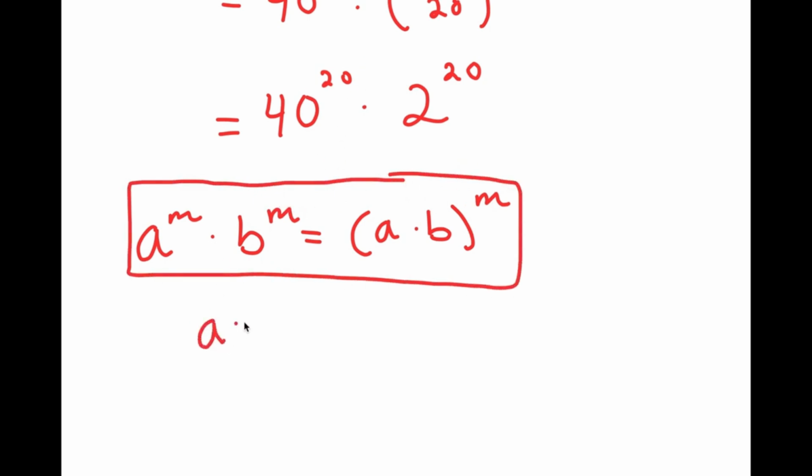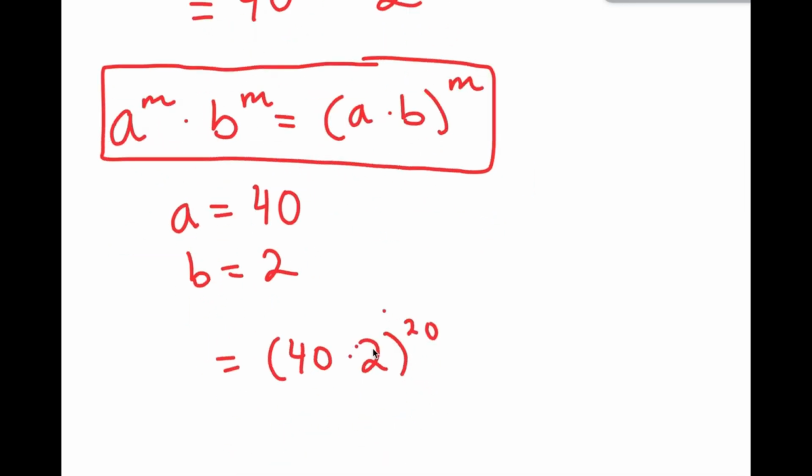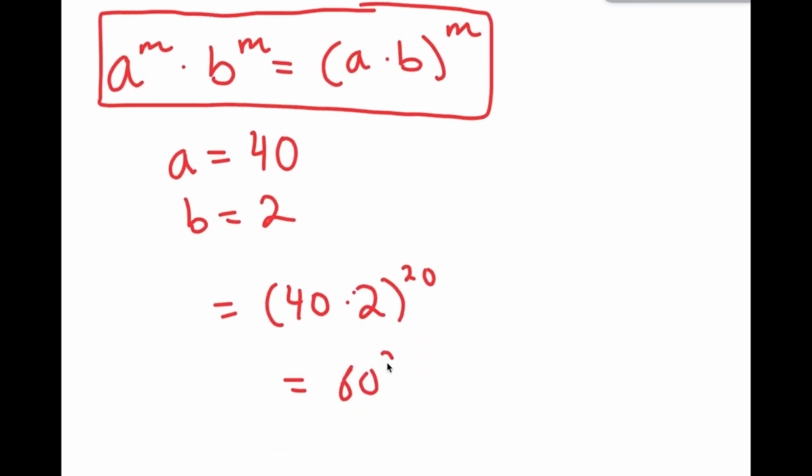So in this case, a is 40 and b is 2. So this turns into 40 times 2 to the power of 20, which is equal to 80 to the power of 20. So this is my answer to this problem.